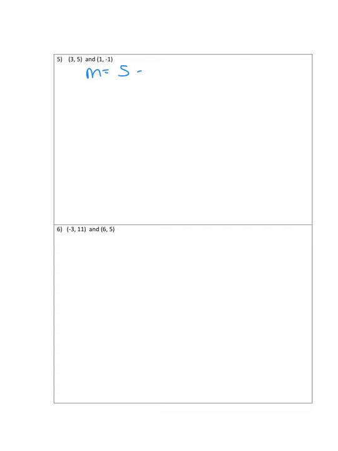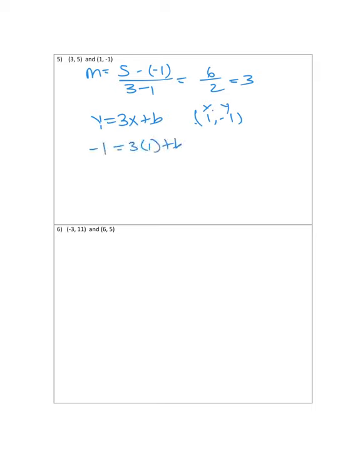I did 5 minus negative 1 over 3 minus 1. That's going to be 6 divided by 2, which is 3. So my m, I plug in, y equals 3x plus b. I'm going to plug in x and y. I'm going to use 1 and negative 1. Doesn't matter which point you use. So I say 1 equals 3 times 1 plus b. I subtract over the 3, and I end up with a y-intercept of negative 4.